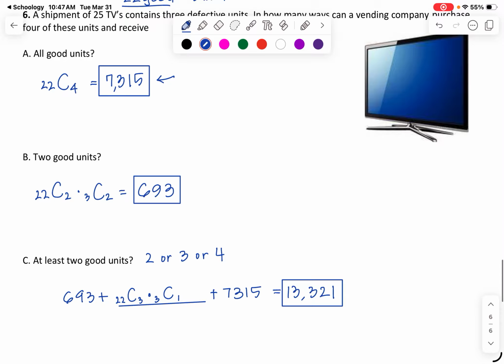Okay, that is it for combinations and permutations today. You can go ahead and get some practice in.